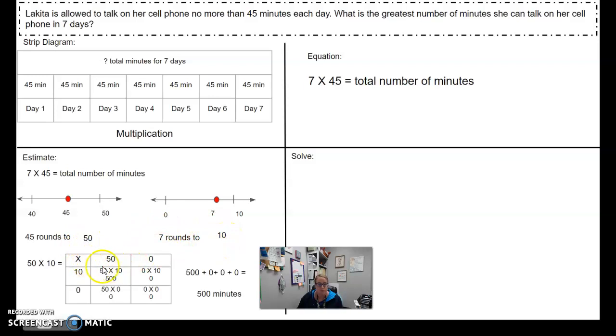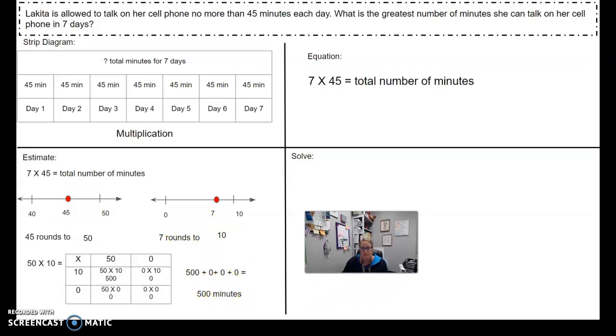Then I did partial products to help me with my estimation. So I did 50 times 10, and when I did that, I got partial products of 500, 0, 0, and 0. So when I add all those together, I got 500. So I know my answer is going to be somewhere close to 500. Now remember, I rounded up for both of these, so this number is probably a little bit bigger, but that's okay. It's getting me a close answer, or a ballpark.